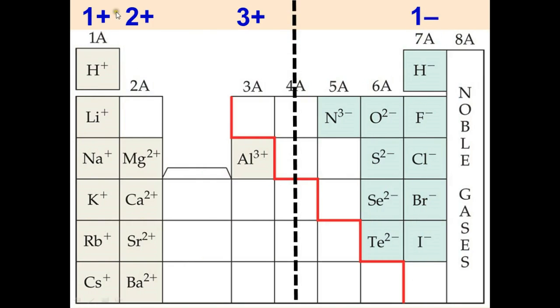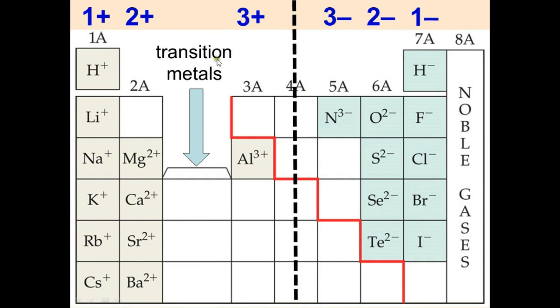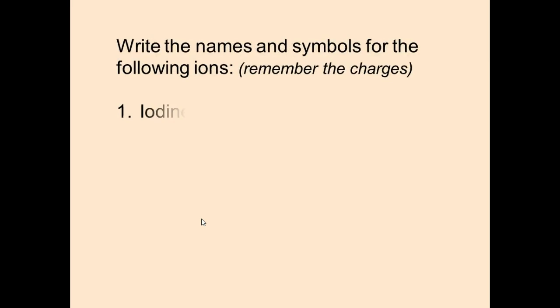So these first 3 are all positive because they lose electrons. These 3 are negative because they gain electrons. And we'll be talking more about transition metals later on. And even though they vary, they're always positive. So just as a side note, keep that in the back of your head. These are always positive.